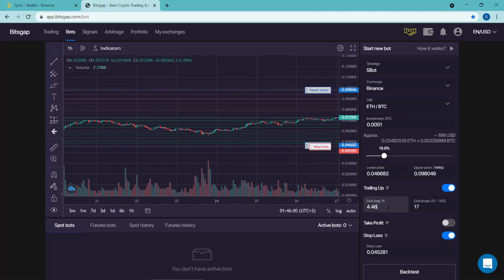Grid step, I make sure it's a valid amount, and trailing up is on, and I added the stop loss. Right, now just to explain these things a little bit more for somebody that wants to understand.